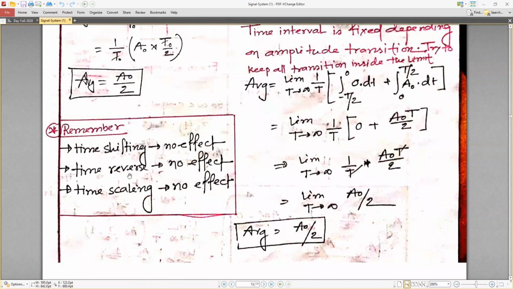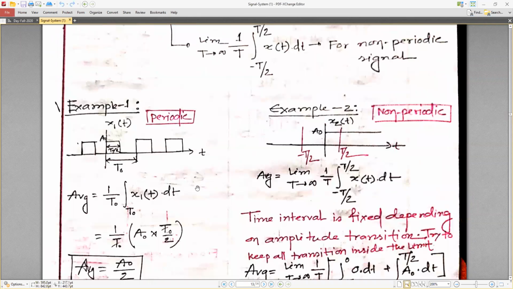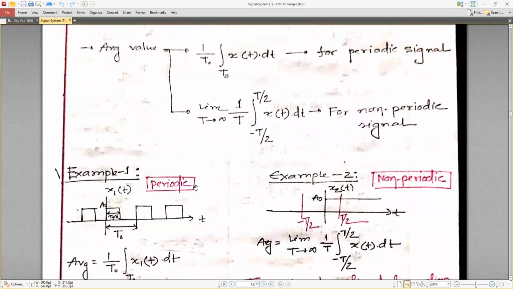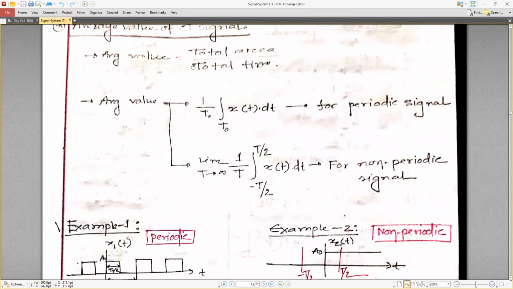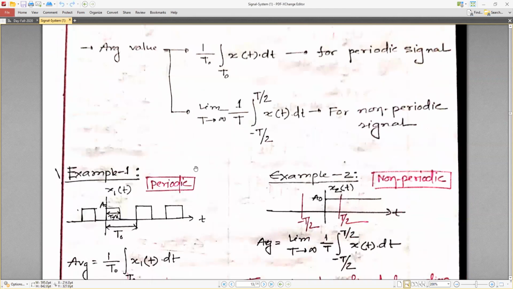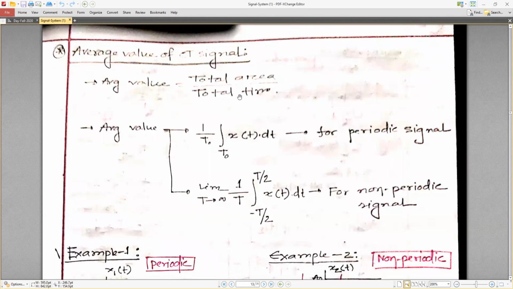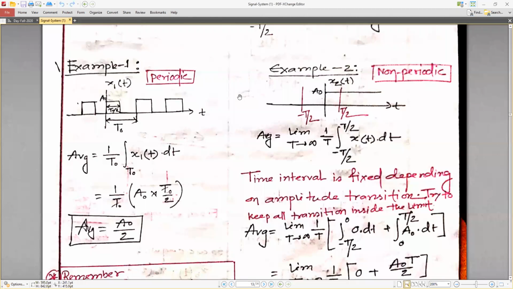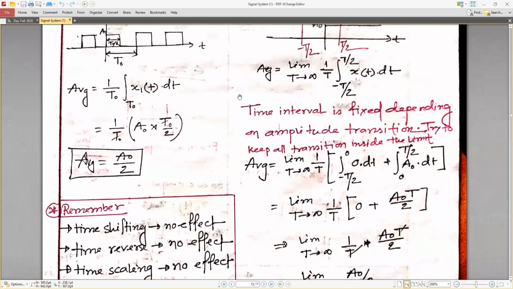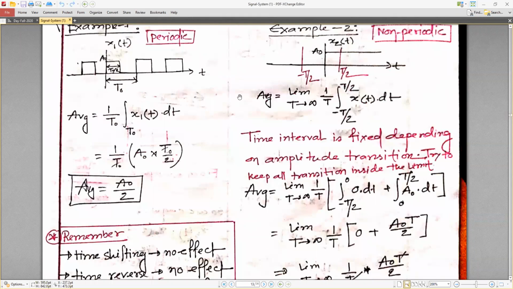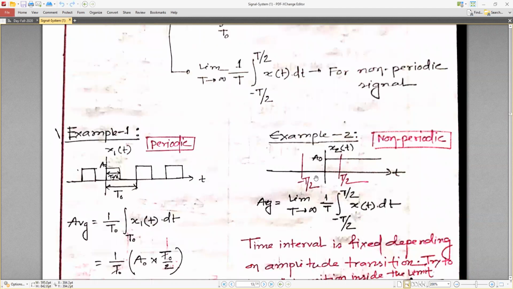Now see, few things you have to remember: time shifting, no effect; time reverse, no effect; and time scaling, no effect. Okay, so these are the two examples for periodic and non-periodic signal, and you have to remember these things. Average value is the total area divided by total time. So total area, which area we are considering, divided by total time, then it would be average value. So remember that when you fix the value, then you have to consider these things.